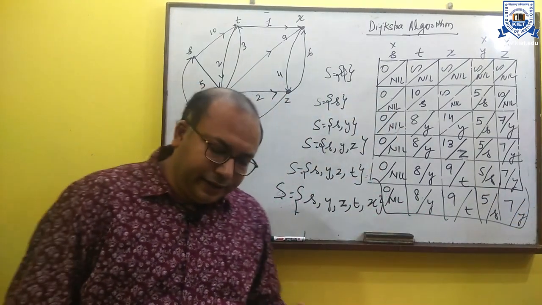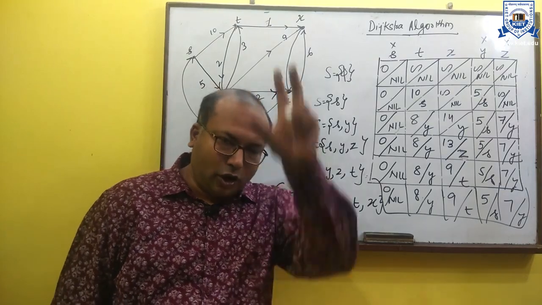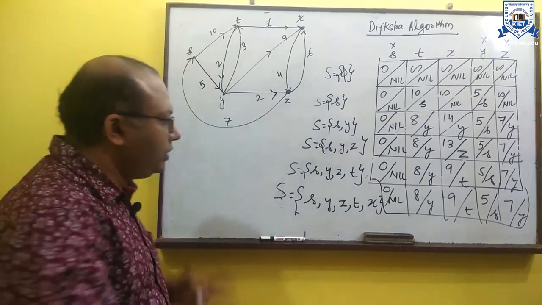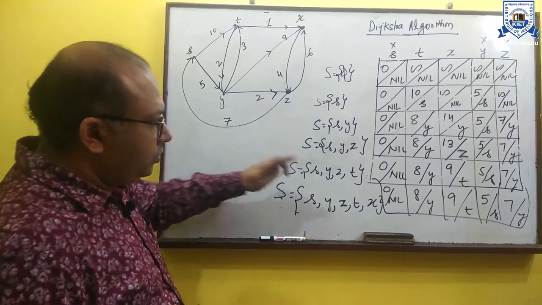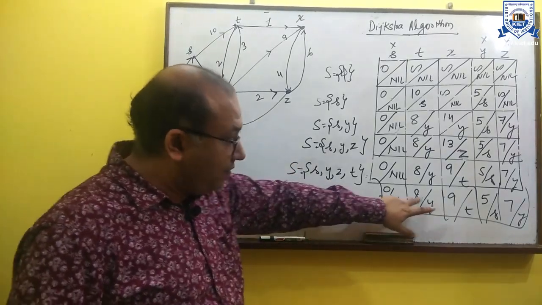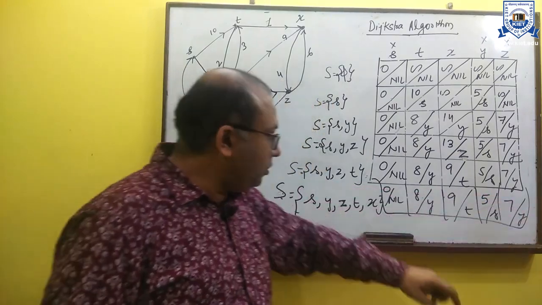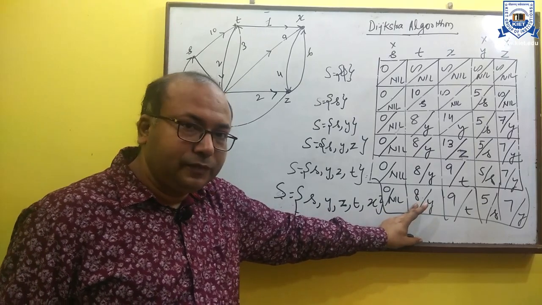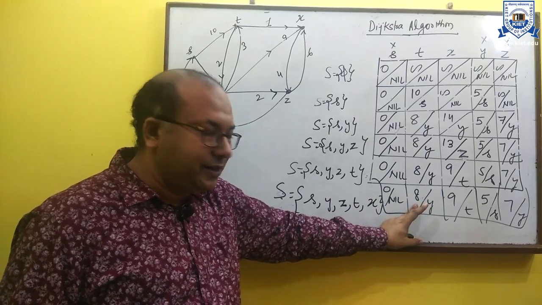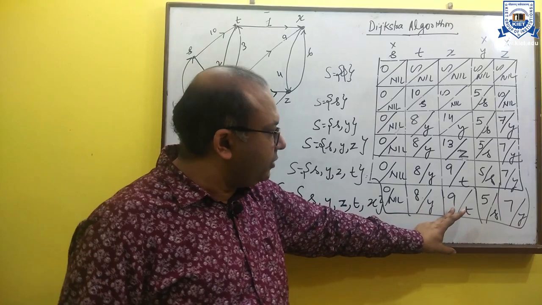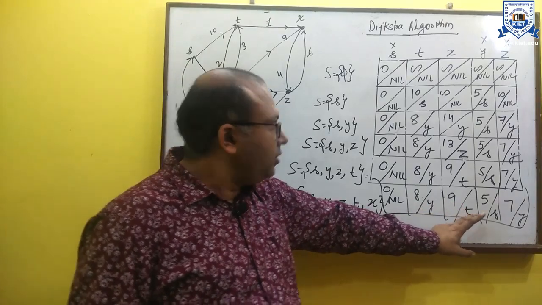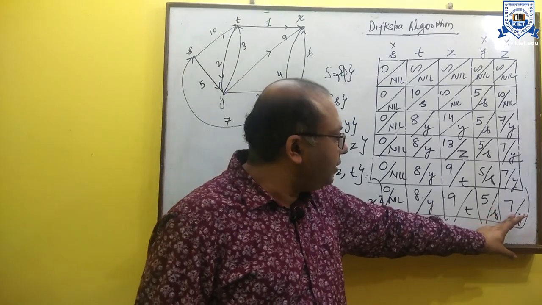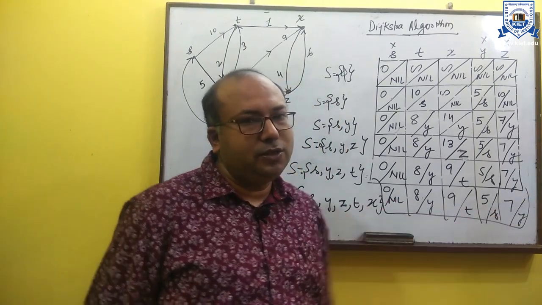This is the resultant shortest path from the source vertex S. You can try to draw that. So these are the values, simple values. The meaning is that from S to T, the value of the shortest path is 8. For S to X, the value of the shortest path is 9. For S to Y, the value of the shortest path is 5. For S to Z, the value of the shortest path is 7.